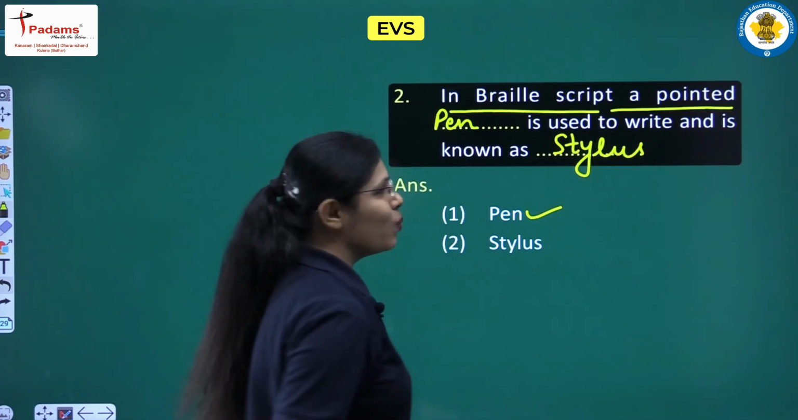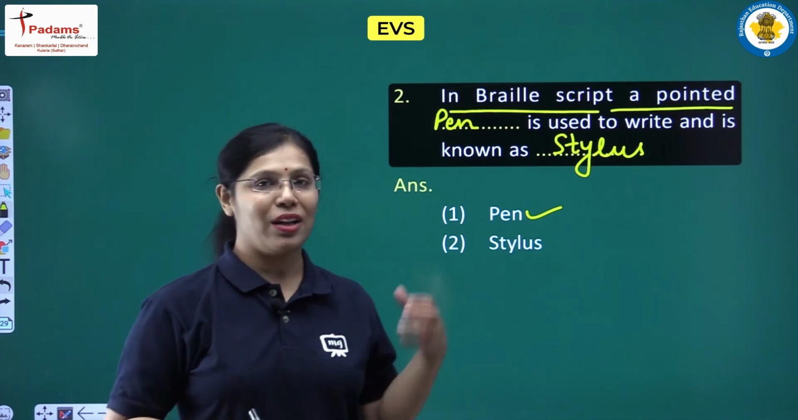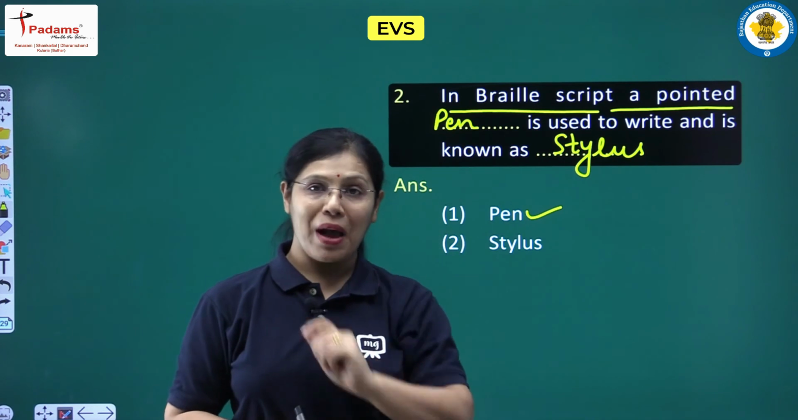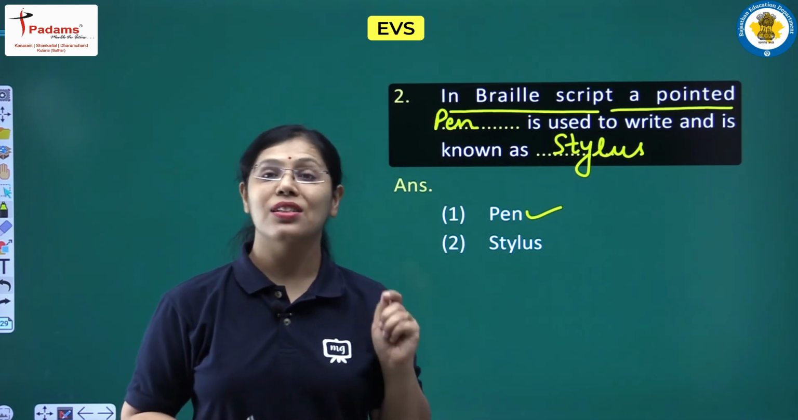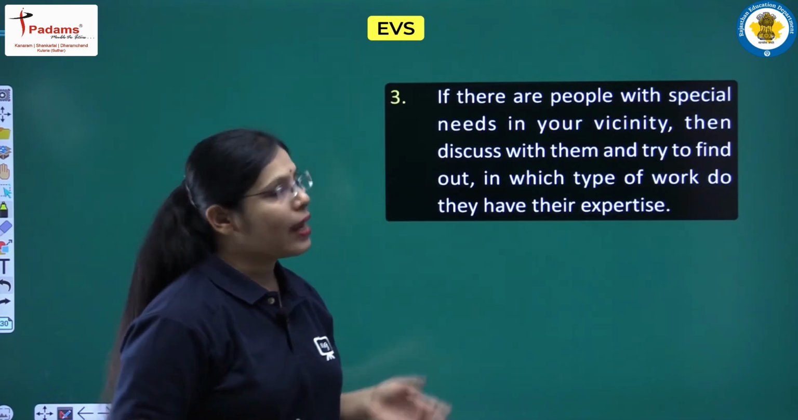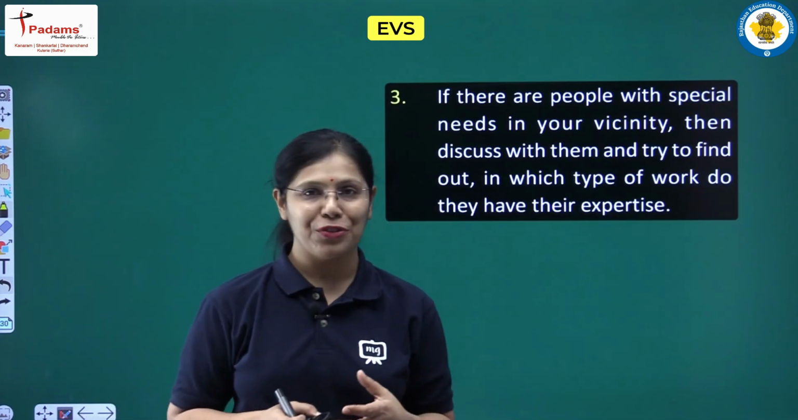So these were the 2 blanks, we filled them. I hope that you must be knowing these things, that in Braille script a pointed pen is used and that pen is named as stylus. Let's move. The third question is actually a thing to do which you have to do.